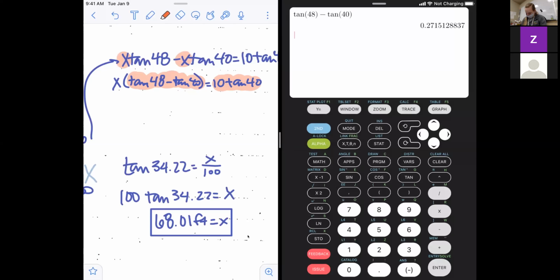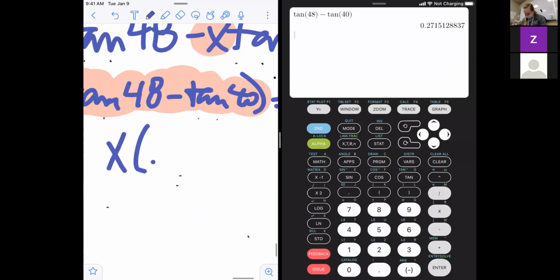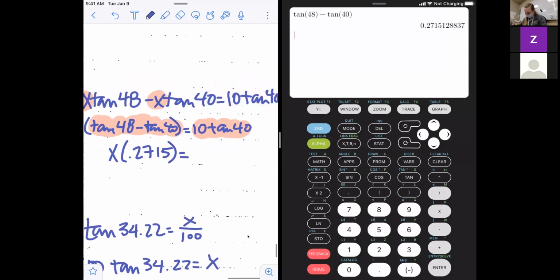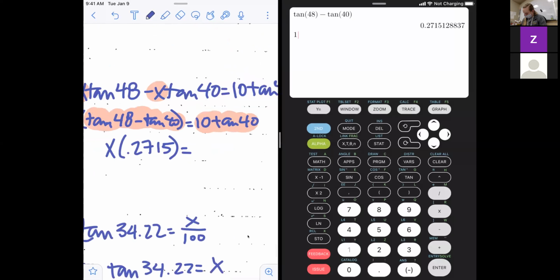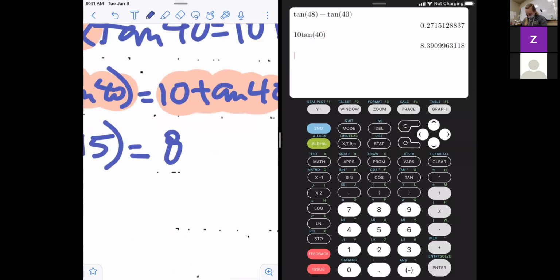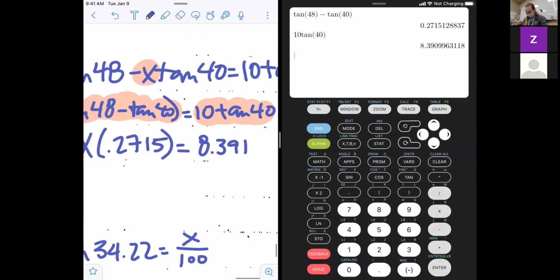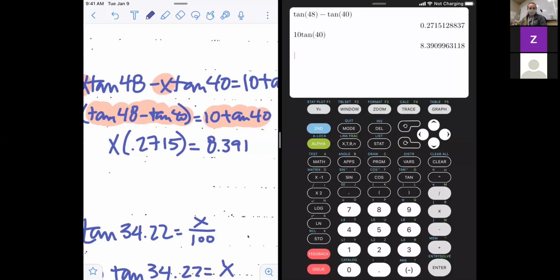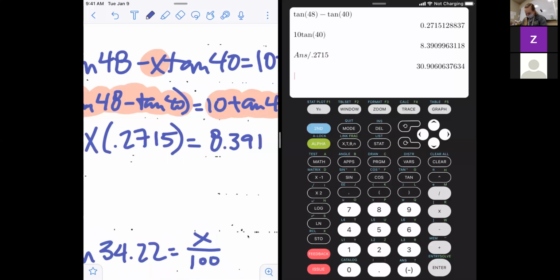Okay. So I've got x times 0.2715. And then I'm also going to do 10 tan 40 right now. I don't need to check my mode again. I haven't changed my mode. It's not going to change on its own. So 10 tan 40 is 8.391. And then we divide by my 0.2715 and I get 30.9.